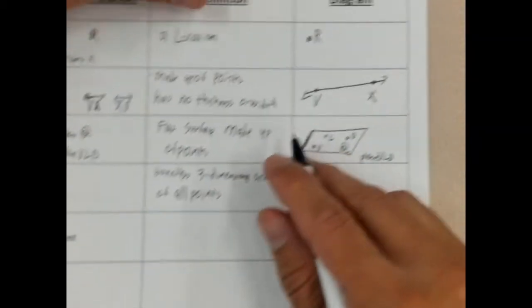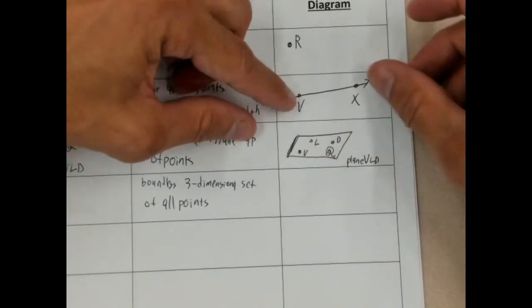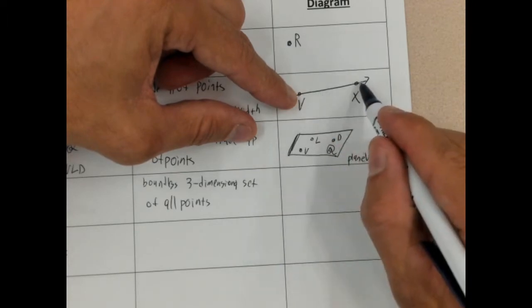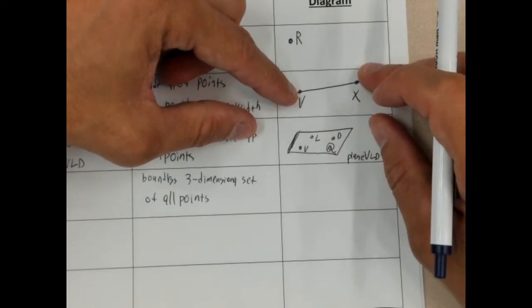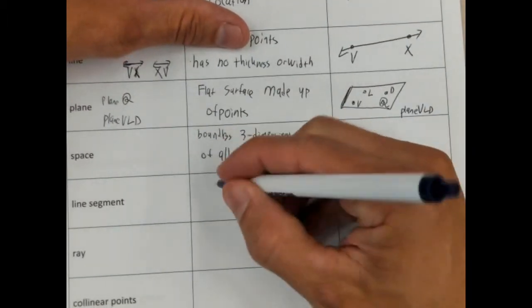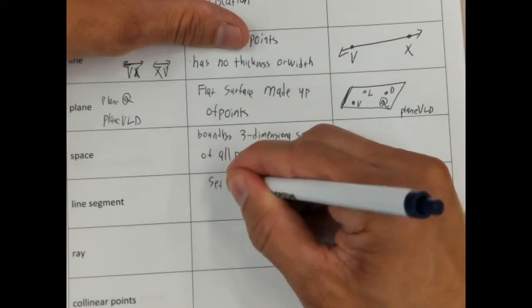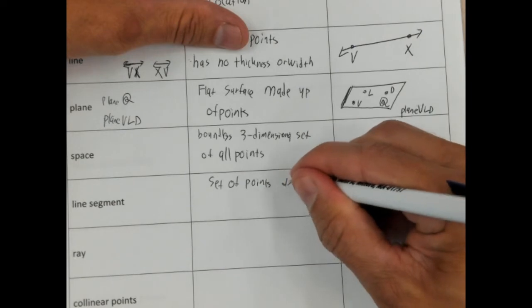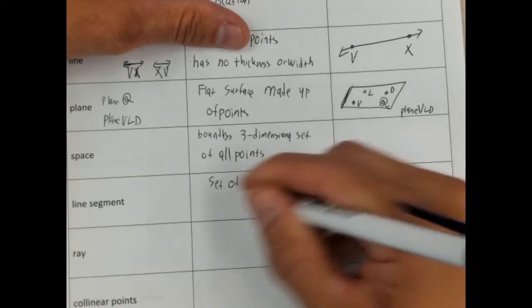So for example, this was a line. A line segment would be VX, just the line segment where this is the beginning, this is the end, or this is the beginning, this is the end, depending on where you start. But those are the two endpoints. So a set of points defined by its two endpoints.